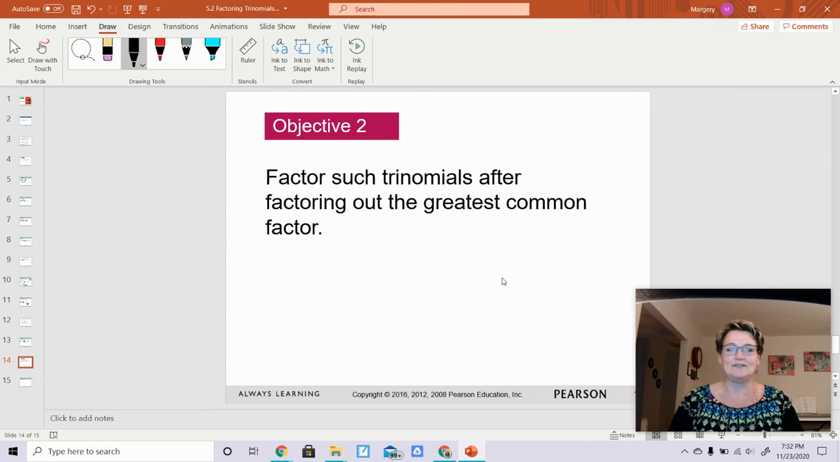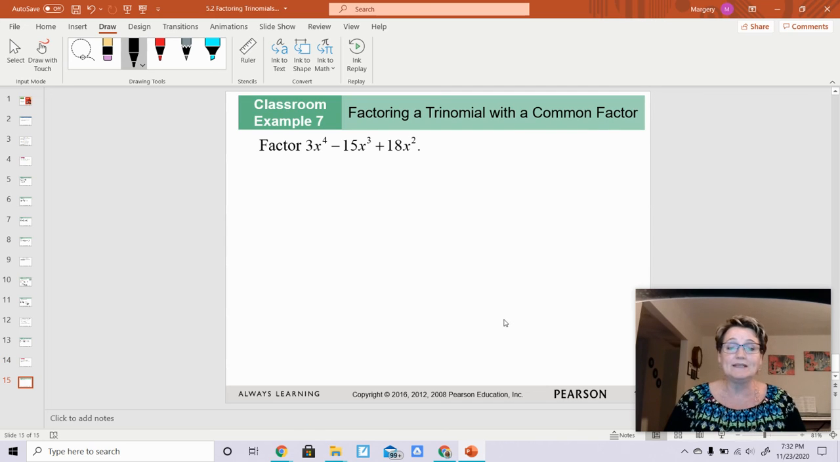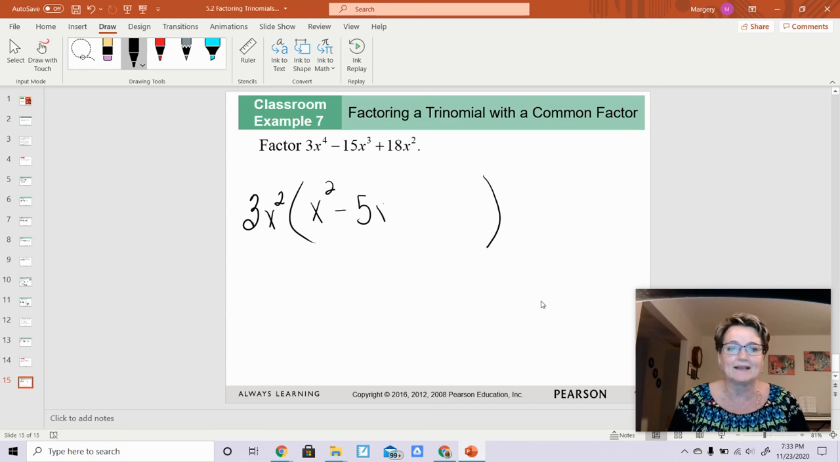Now, the next one says, factor such trinomials after factoring out the greatest common factor. On this last problem, I'm going to look at the 3, the 15, and the 18. They all share a 3. I'm going to look at the variables. They all share an x, and you pick the one with the smallest exponent. So now it's just the distributive property. 3x squared times x squared is 3x to the 4th. 3x squared times a negative 5x is a negative 15x cubed.